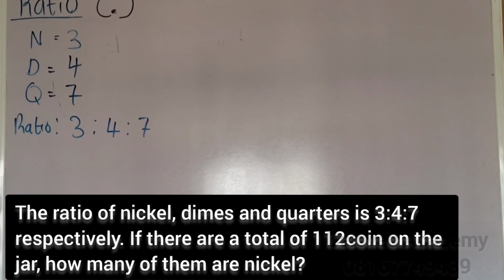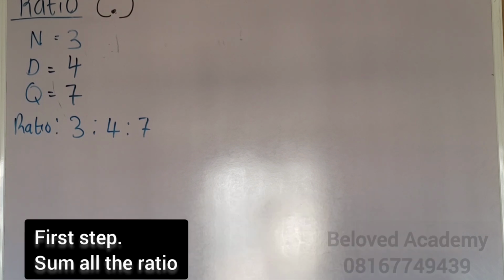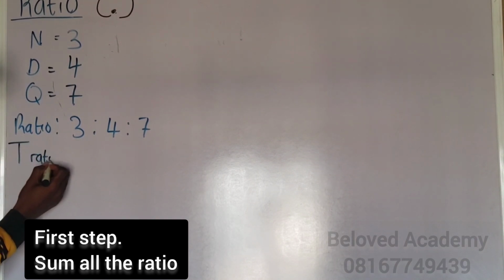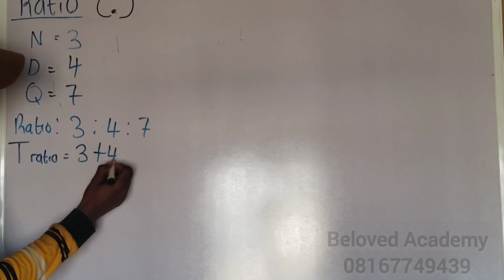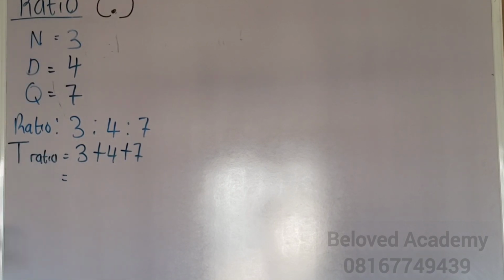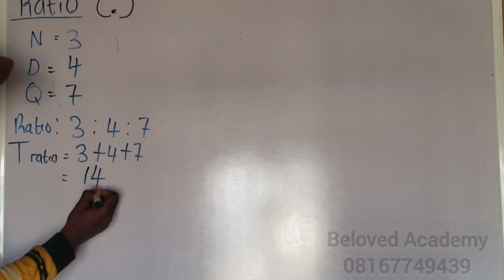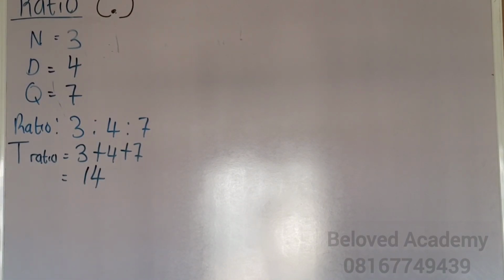Do you understand? So now we want to determine the number of nickels present in the jar. To determine the number of nickels present in the jar, the first step is to take the sum of all the ratios. So the total ratio is equal to 3 plus 4 plus 7. 3 plus 4 is what? 7. 7 plus 7 is what? 14. So the total ratio is 14. Do you understand? Don't worry, I'm going to teach you 2 methods. You are going to choose the one that you understood.